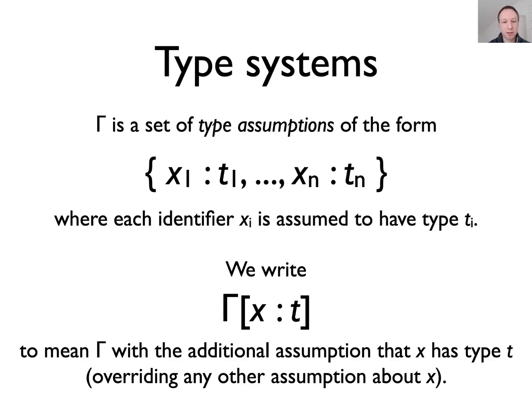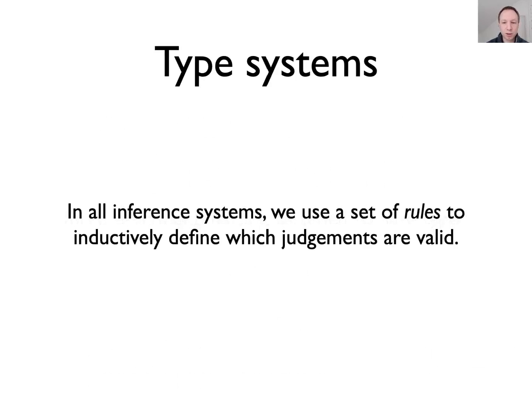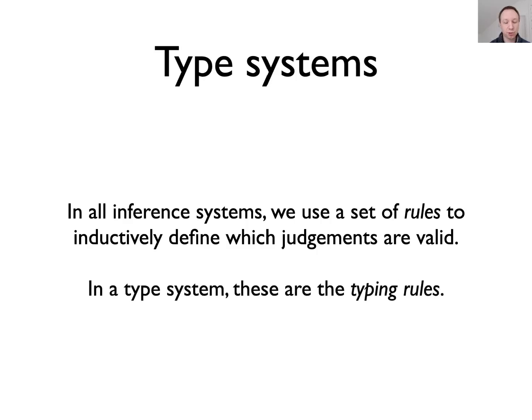We write this: we basically take our gamma and put x colon t in square brackets afterwards to say that what we're doing with our gamma is we're adding an additional assumption into it. Should gamma already contain some assumption about x, then we're going to override that particular assumption and use the one that's in the square brackets. So we use rules to inductively define what judgments are valid. And in a type system, of course, these are the typing rules.